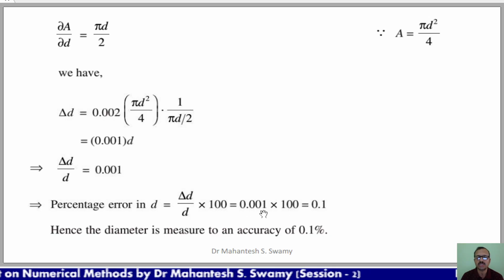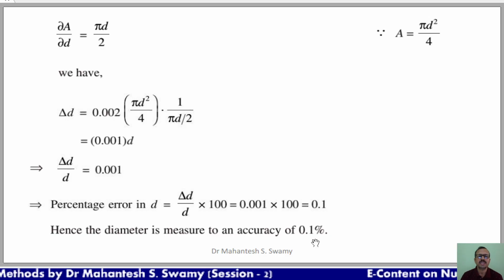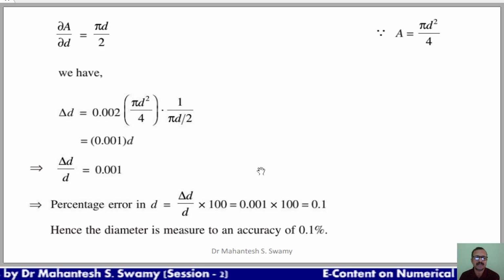So 0.01 is the percentage error in d. So we can conclude that the diameter is measured to an accuracy of 0.1%. So 0.1% accuracy will be there in the measurement of diameter if the cross-sectional area of a rod is measured to the accuracy of 0.2%. So this is the solution. 0.1% is the answer for our question.